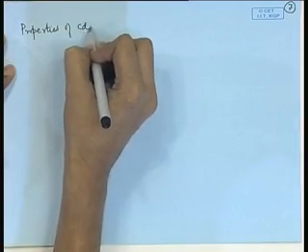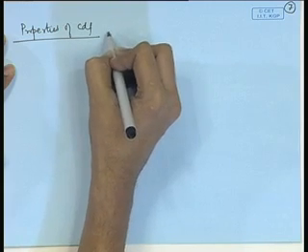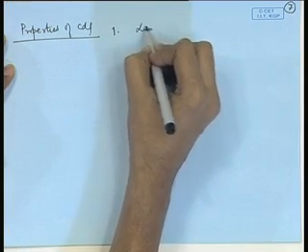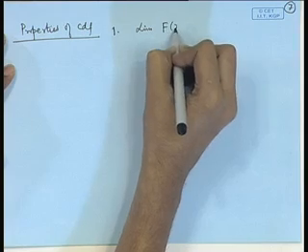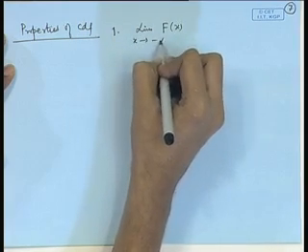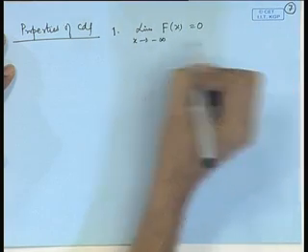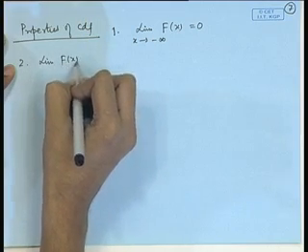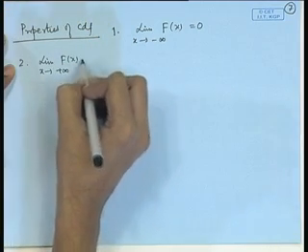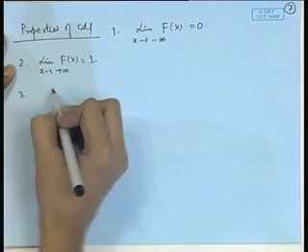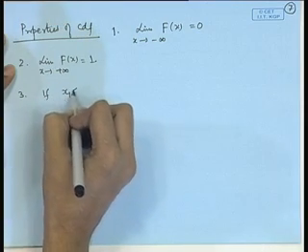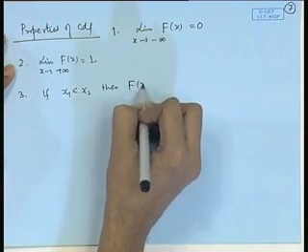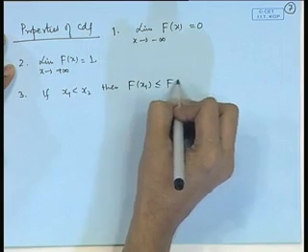Properties of CDF. The first property is that if I consider limit of F(x) as x tends to minus infinity, that is 0. If we look at limit of F(x) as x tends to plus infinity, it is equal to 1. If x1 is less than x2, then F(x1) is less than or equal to F(x2).